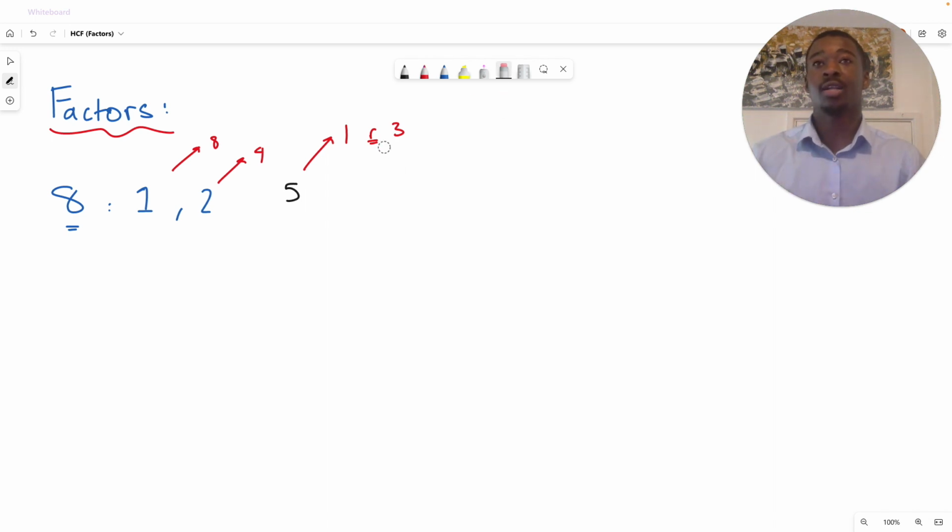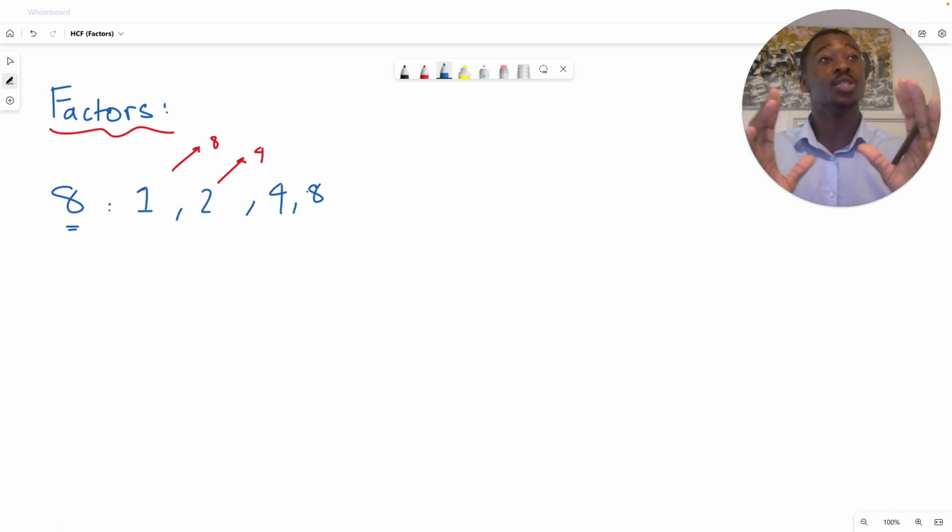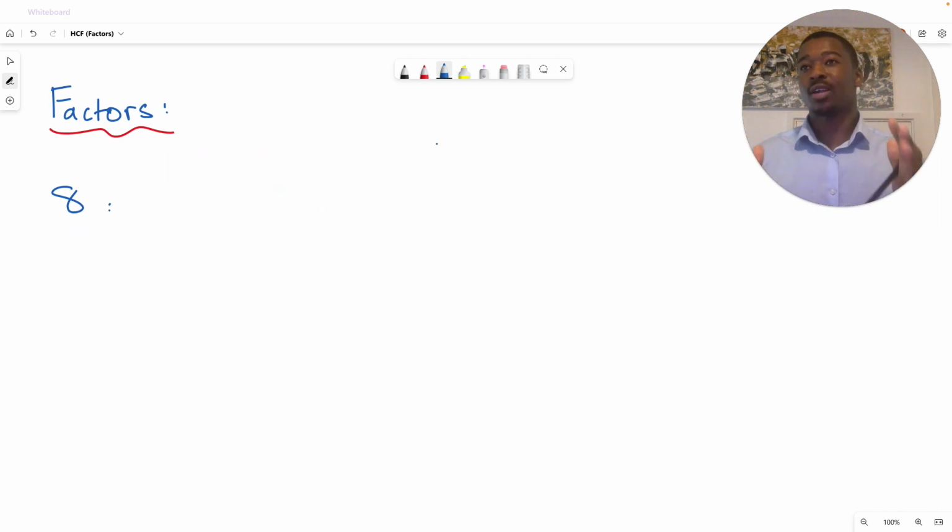So we have 1, we have 2, but then we also have 4 and 8. So the best way to think about factors, non-technically, is really just any number that goes into our given number. So 1 goes into 8, so does 2, 4, 8. These all go into 8, so therefore they're factors of 8. So now we understand factors, but really when it comes to our 11 plus maths exam, we need to be accurate, but we also need to be quick.